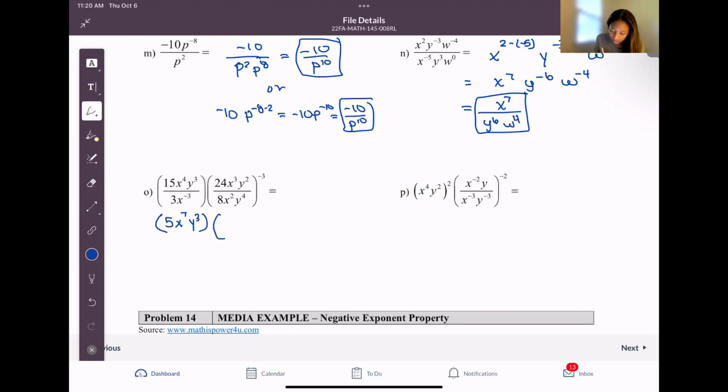For this second set of parentheses, 24 over 8 is 3. And then we have x to the 3rd over x squared. That just leaves us with an x. And then for the y's, we have y squared in the numerator, but y to the 4th in the denominator. So we're going to end up with a y squared in our denominator.